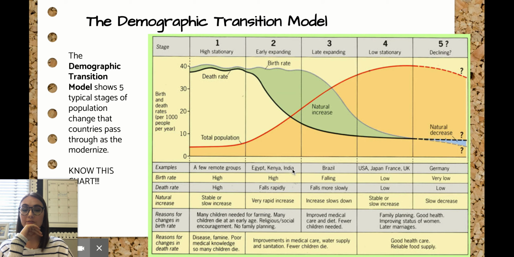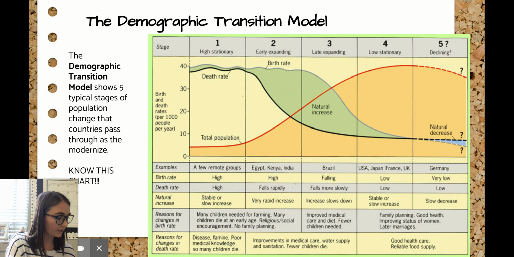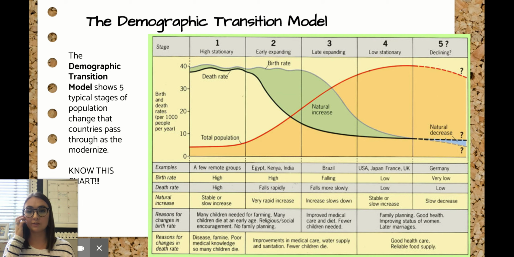There are a few developing countries that are in stage 2. Here are some examples. These aren't the only ones. I have a couple more right here that I can tell you about if you want to write them down. I just got to find it real fast. Oh, yeah, right here. Mali is in there, and also South Sudan would be an example of a country in stage 2.